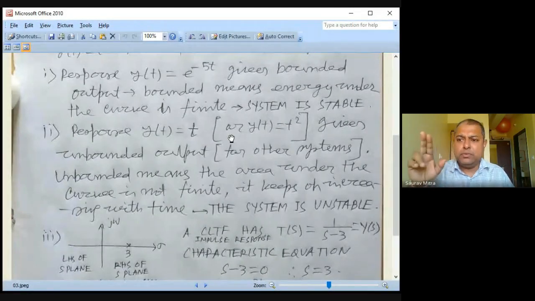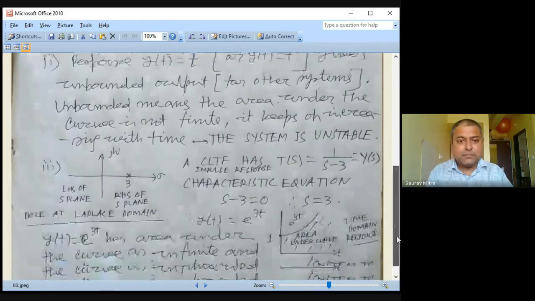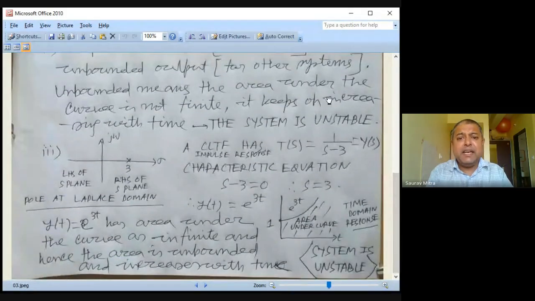Both are growing with respect to time. Both are unbounded outputs for such systems. Unbounded means the area under the curve is not finite. It keeps on increasing with respect to time. The system is called unstable. So whenever you find that the area under the curve keeps increasing, the system is unstable.